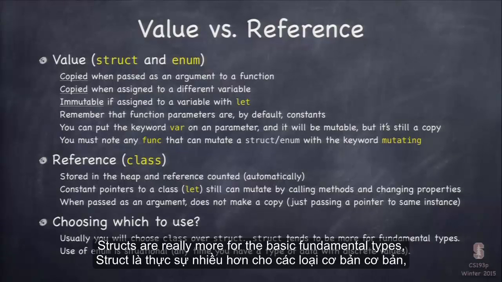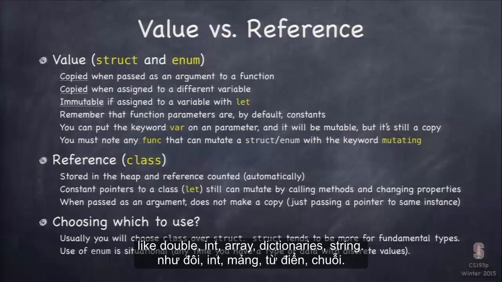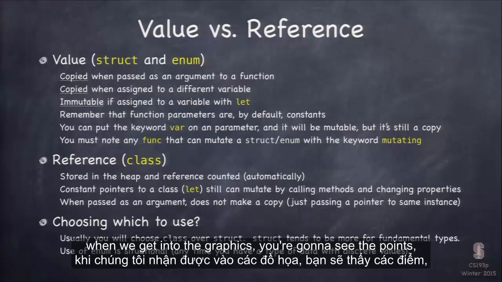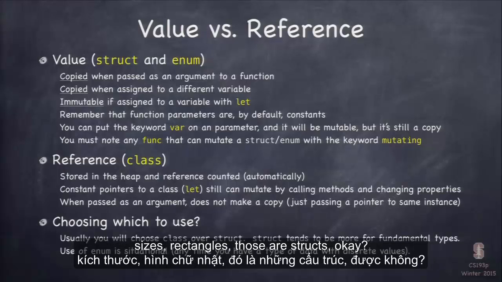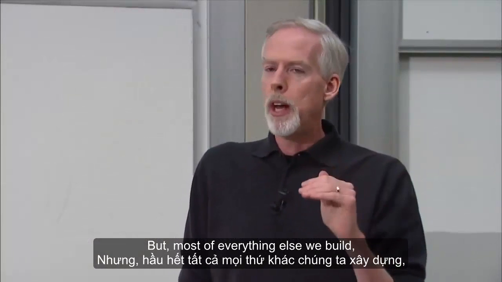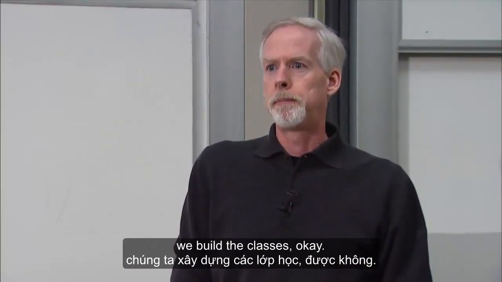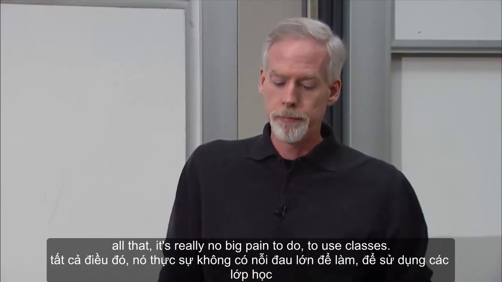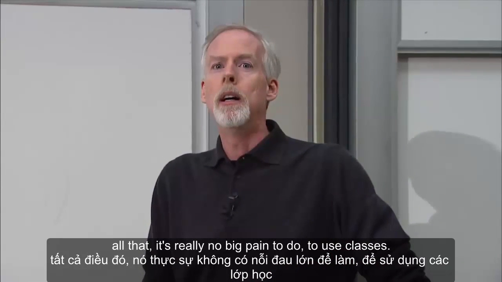Structs are really more for the basic fundamental types like double, int, array, dictionary, string. These are all really fundamental things. And when we get into the graphics, you're going to see that points, sizes, rectangles, those are structs, okay? But most of everything else we build with classes, okay? And since it manages all the memory for you, it's really no big pain to use classes.